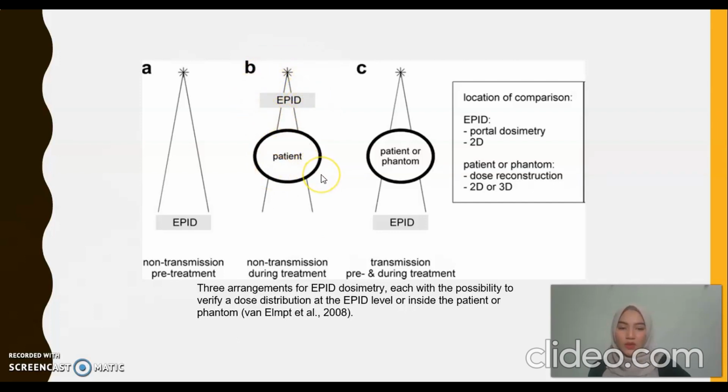For transmission treatment dosimetry: non-transmission is when the phantom or patient is not in between the EPID and the source. For transmission, there is a phantom or patient in between the detector and the source. For transmission, the image is acquired for each field with the detector located behind the patient or phantom. Like shown in this figure, the EPID is placed under. The patient is on the couch, this is the linac head, the source, and then the detector will be placed behind, under the patient or phantom. So these are the three arrangements for EPID dosimetry.